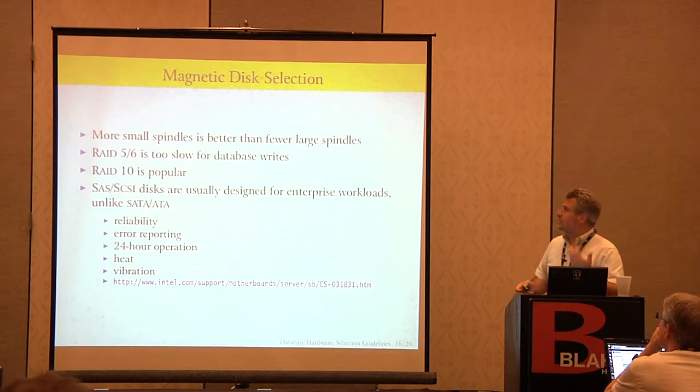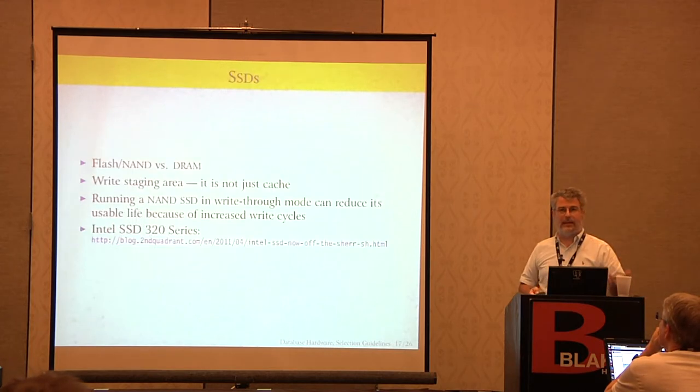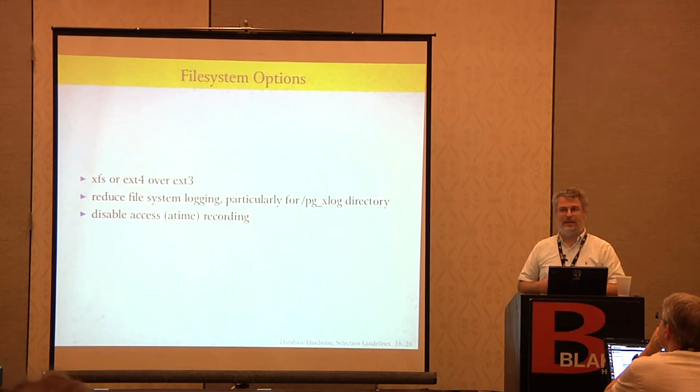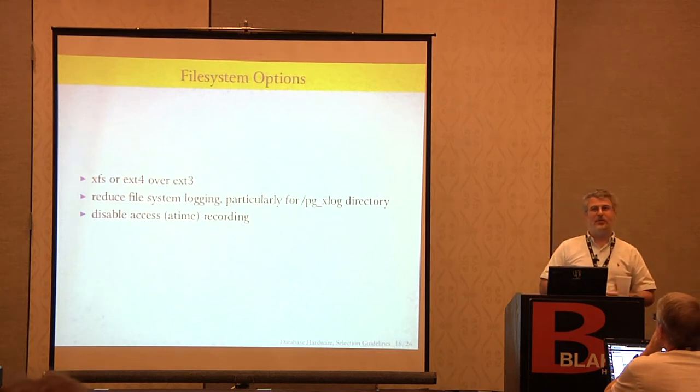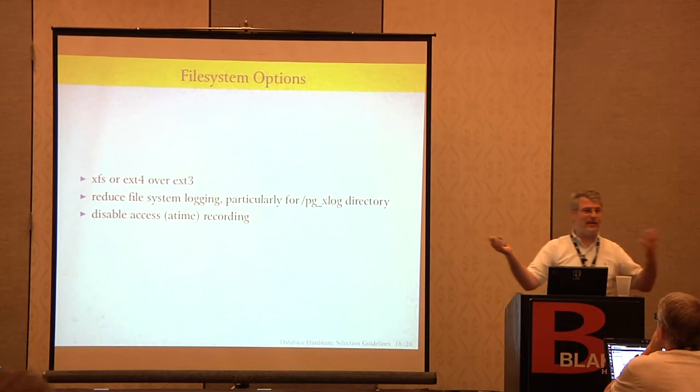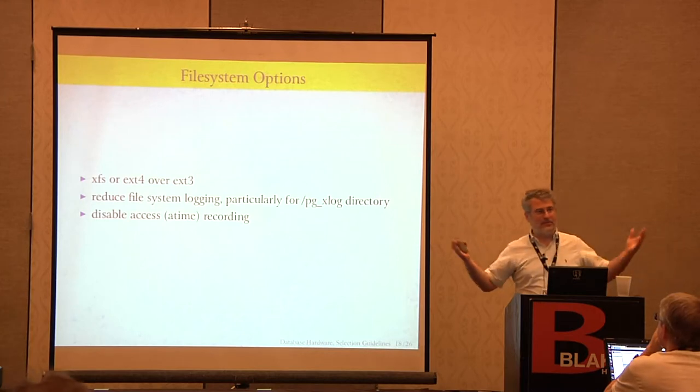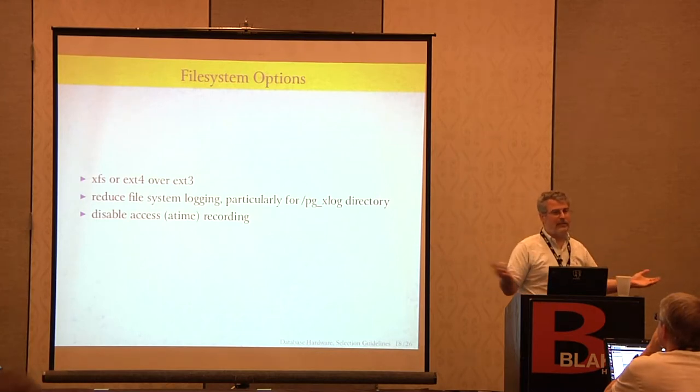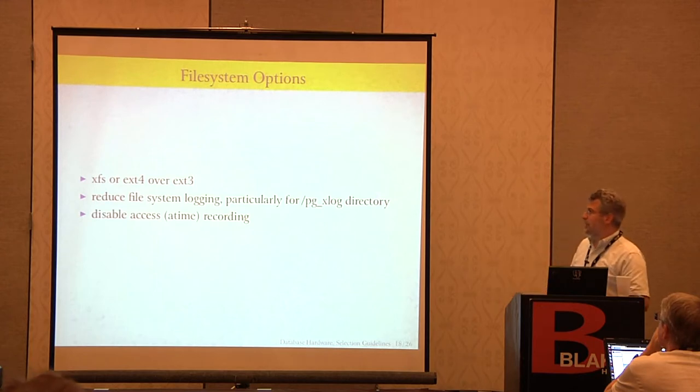In terms of magnetic disks, the more spindles, the better. When we used to do it in the 90s, we got a lot of really tiny drives. They would be smaller than the drives we would use on the desktops, because we wanted all these spindles to really allow us to parallelize a lot of the operations that are going on.